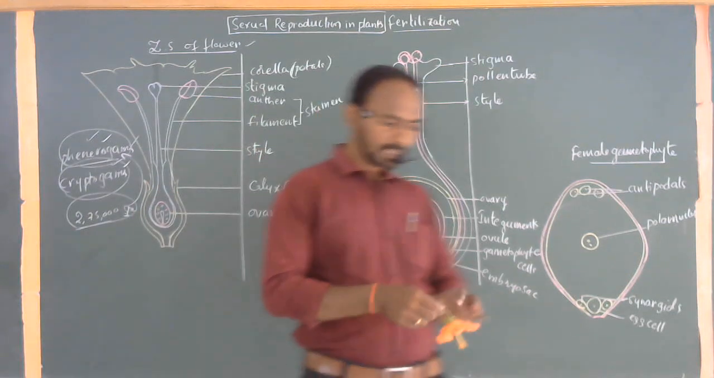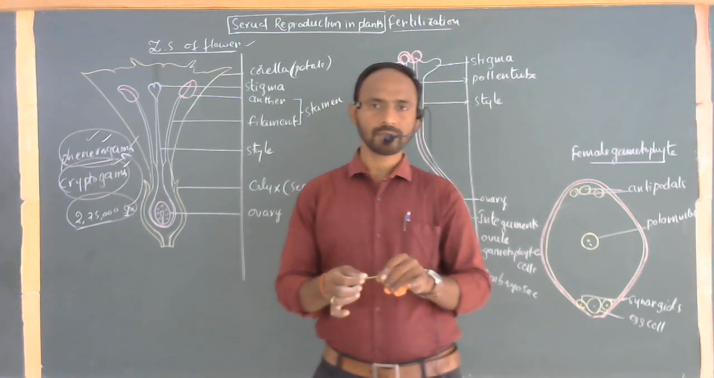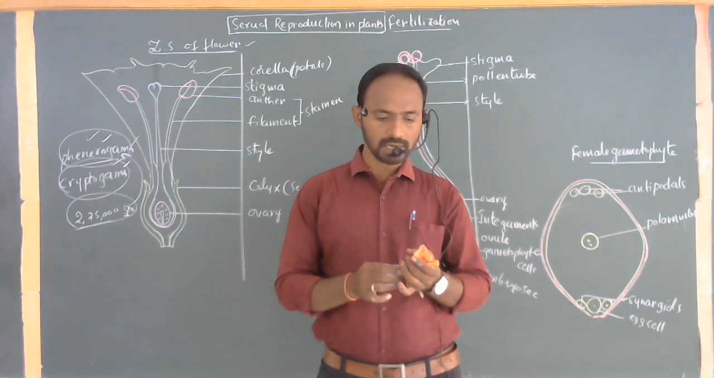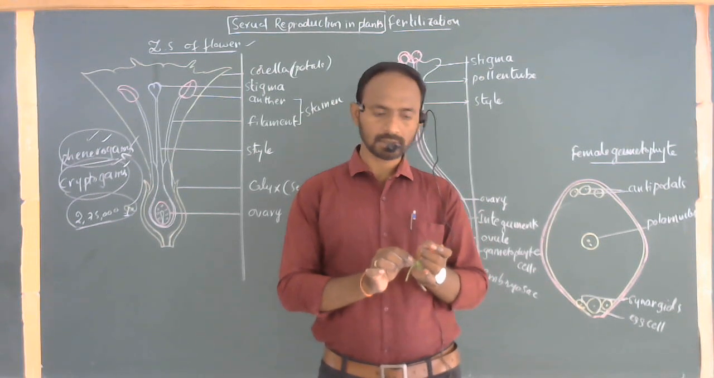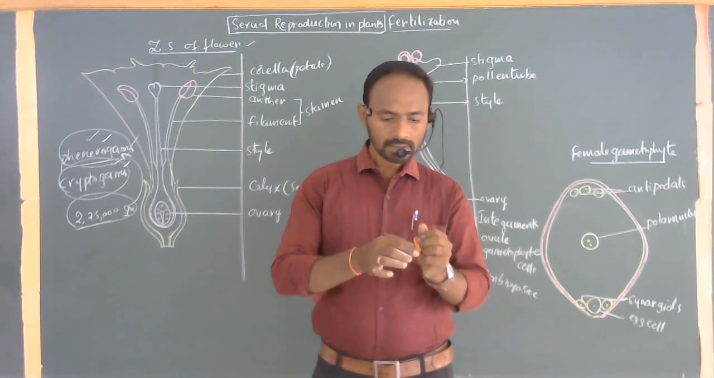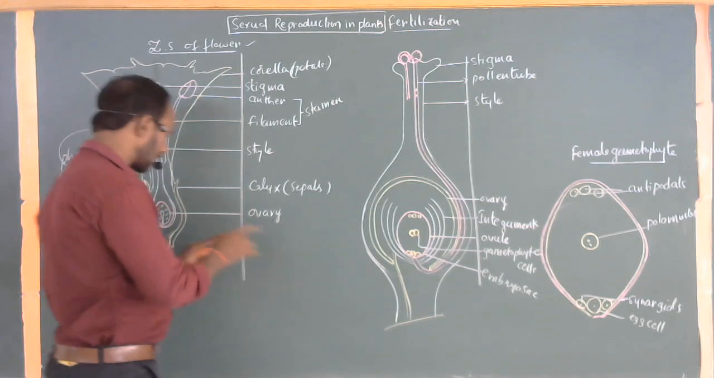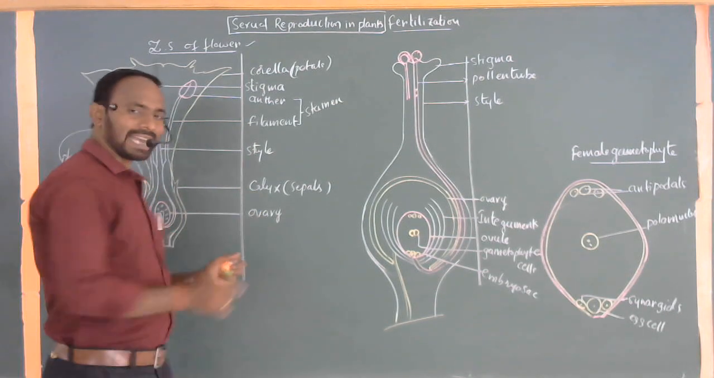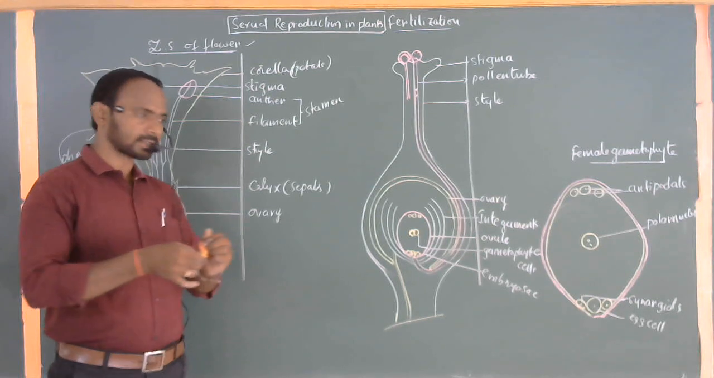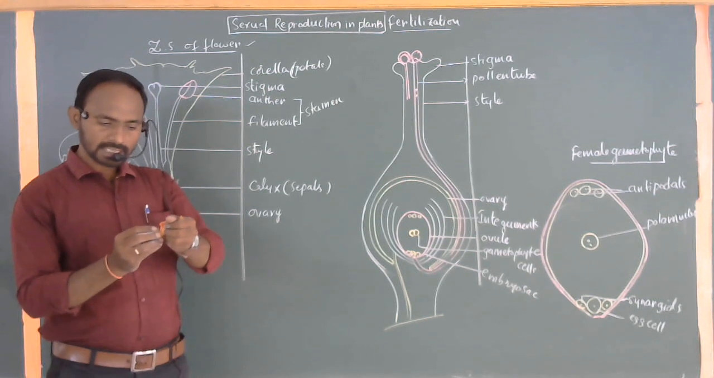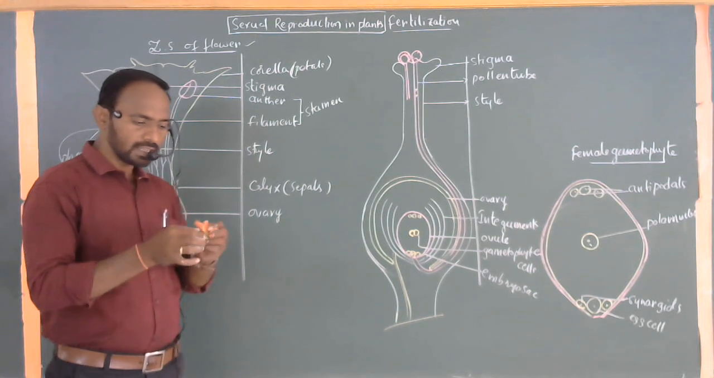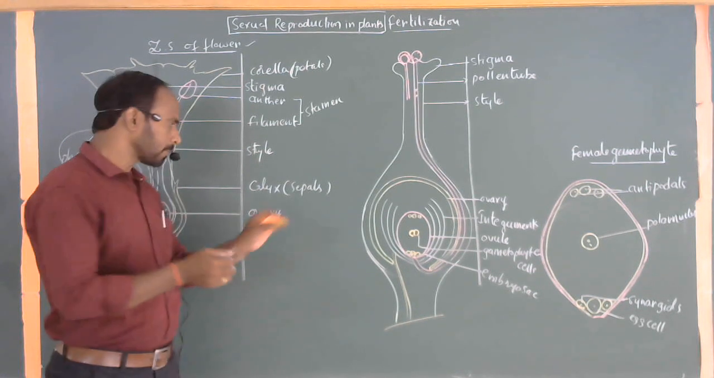Basically, this is the stalk and the base part. Mostly all flowers have green colored base parts. These base parts are commonly called the calyx. The calyx means a group of sepals. This complete bunch is commonly called the calyx. Individually, each one is called a sepal.